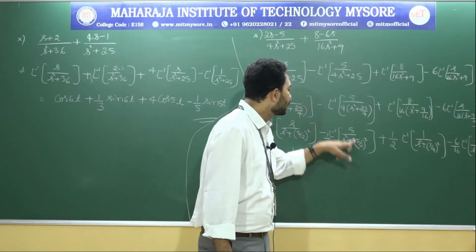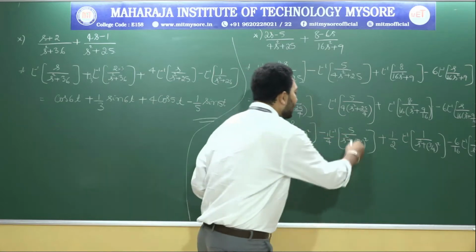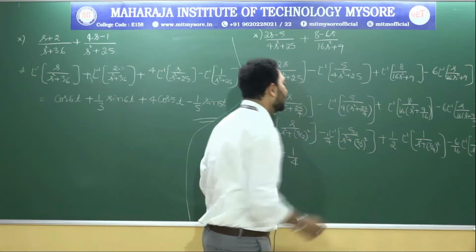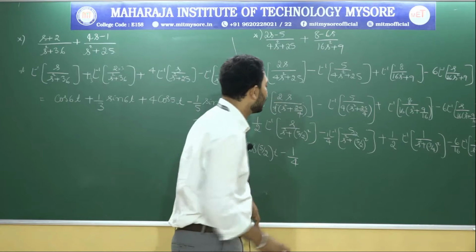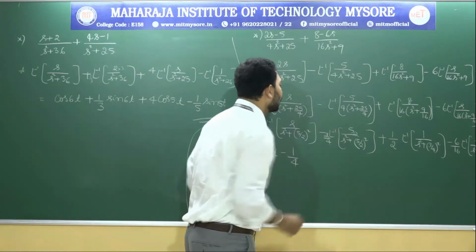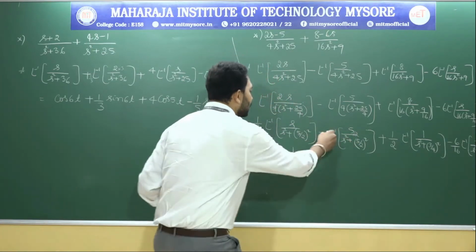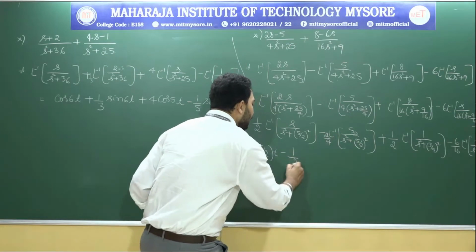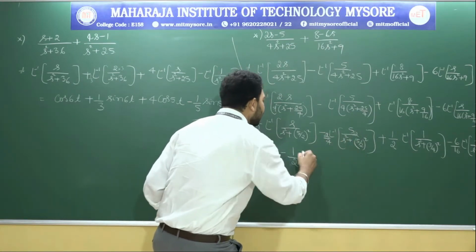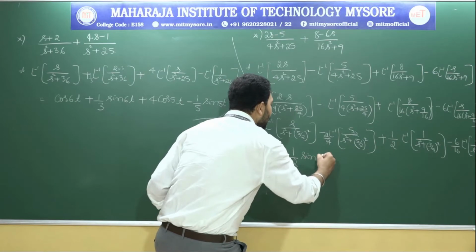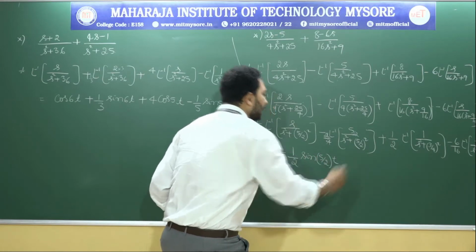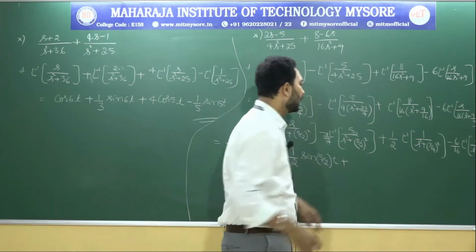So to get the result, 1 by 2 into, here I can write s divided by s square plus 5 by 2 whole square as cos 5 by 2 t, minus 1 by 4 into, here we have 5 by 2. So here we have only 5. So I require divided by 2 here. So multiply and divide by 2. We'll get 2 1s are 2, 2 2s are. So minus 1 by 2 into, now I can write this as sin 5 by 2 t.